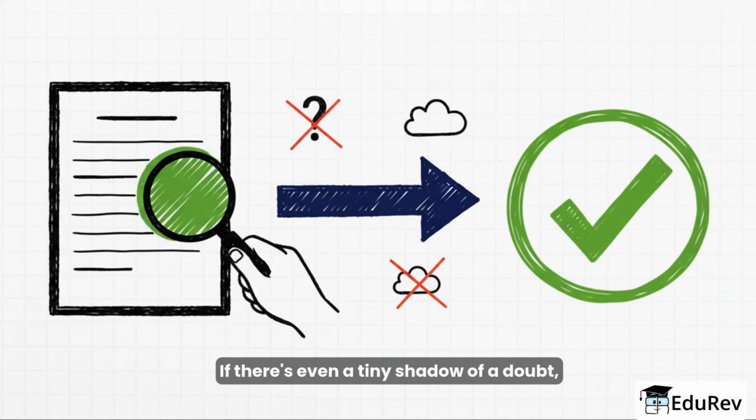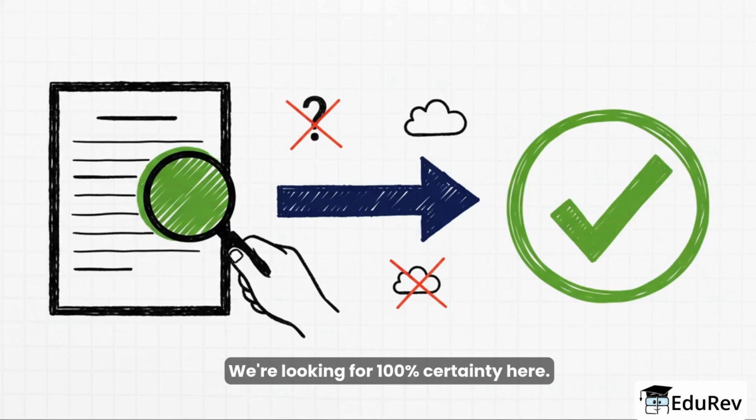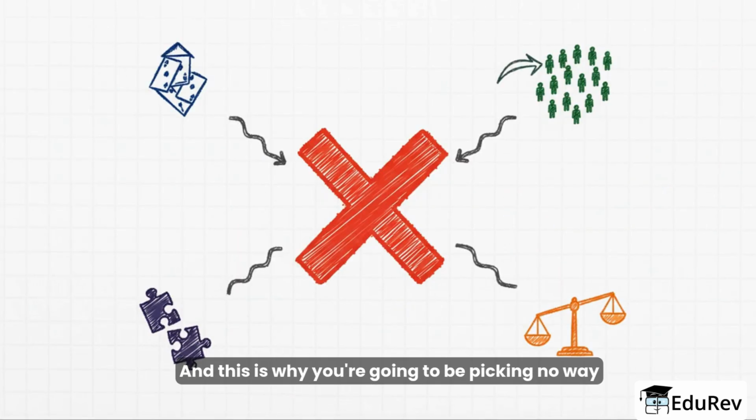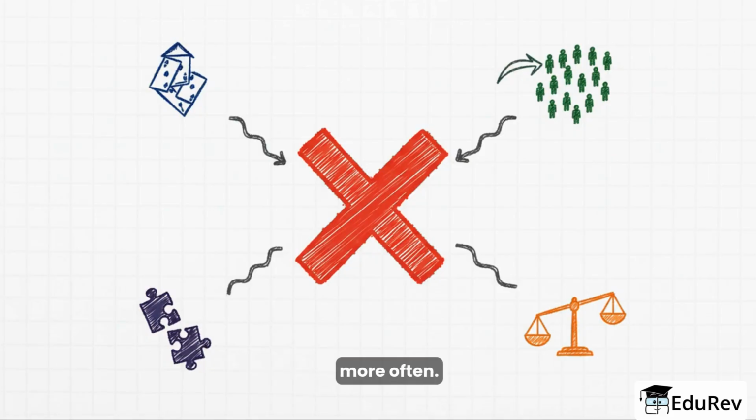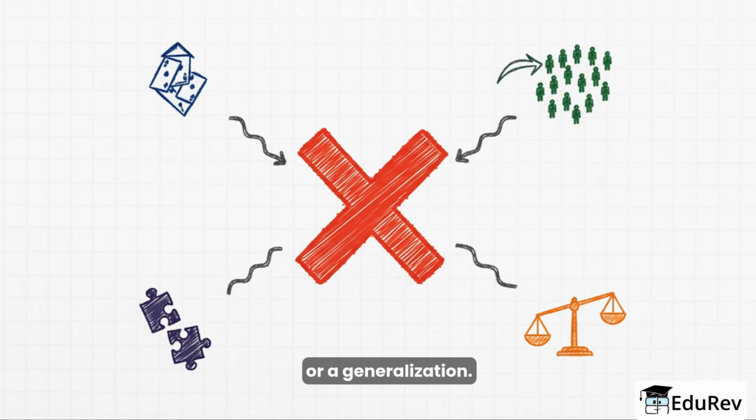If there's even a tiny shadow of a doubt, any room for another interpretation, it is not a yes. We're looking for 100% certainty here. And this is why you're going to be picking NO way more often. You hit NO the second you spot an assumption or a generalization.